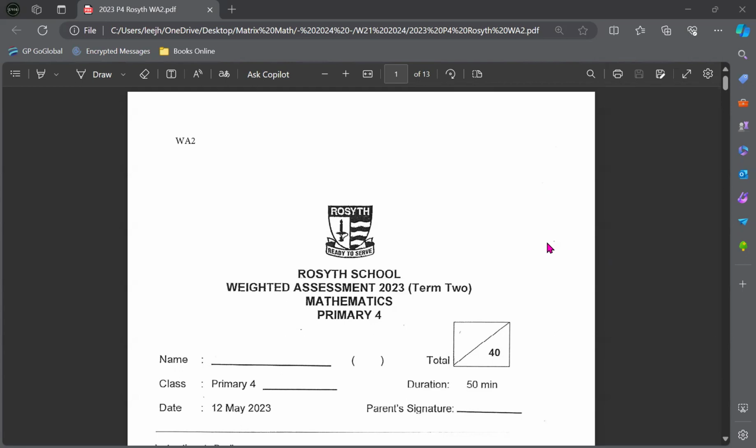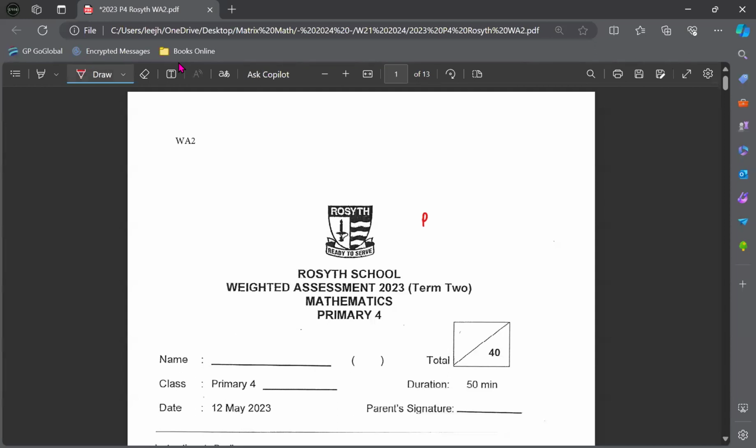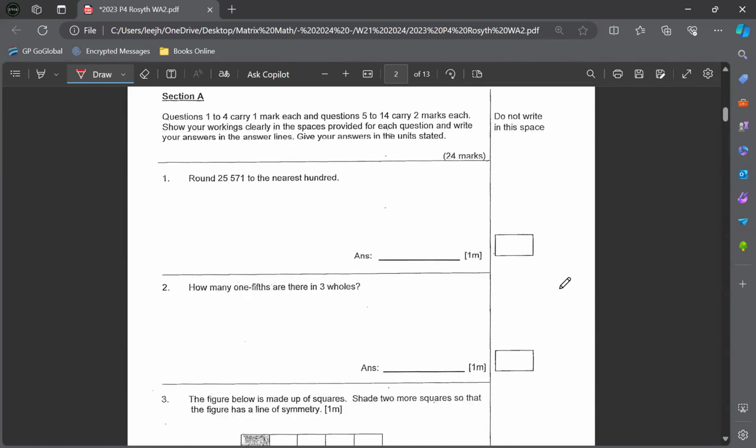P4 week 21 exam paper review. Okay, so we are going to start. I think I just write there P4 week 21, 2024 exam paper review. So this is from the Rosyth 2 2023 weighted assessment term 2. Okay, so I'm going to go to the first question. Question one, section A.